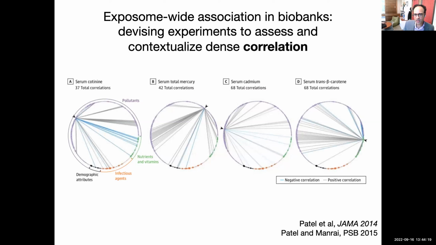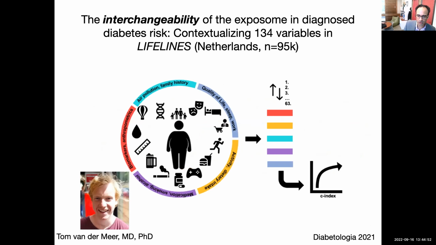Also, the exposome is densely correlated with one another, and so we need ways of devising experiments to assess and contextualize this dense correlation. Here's an example from the National Health and Nutrition Examination Survey, where we just plotted the correlations between different exposures and visualized them in a globe such as this one. And the lines, I hope, make you appreciate the correlations between the different exposures along the exposome, but the sheer amount of them is immense. There are a lot of correlations between different pairwise exposures.